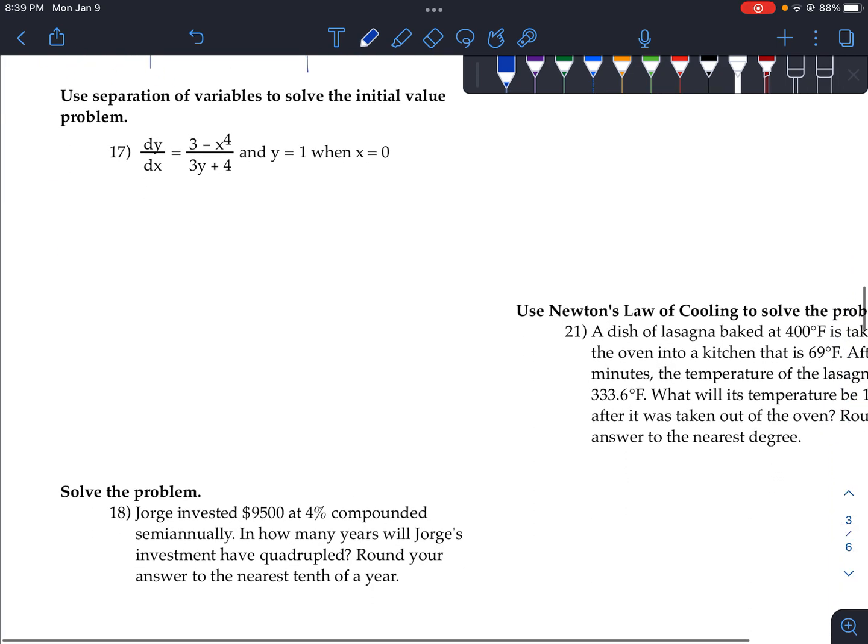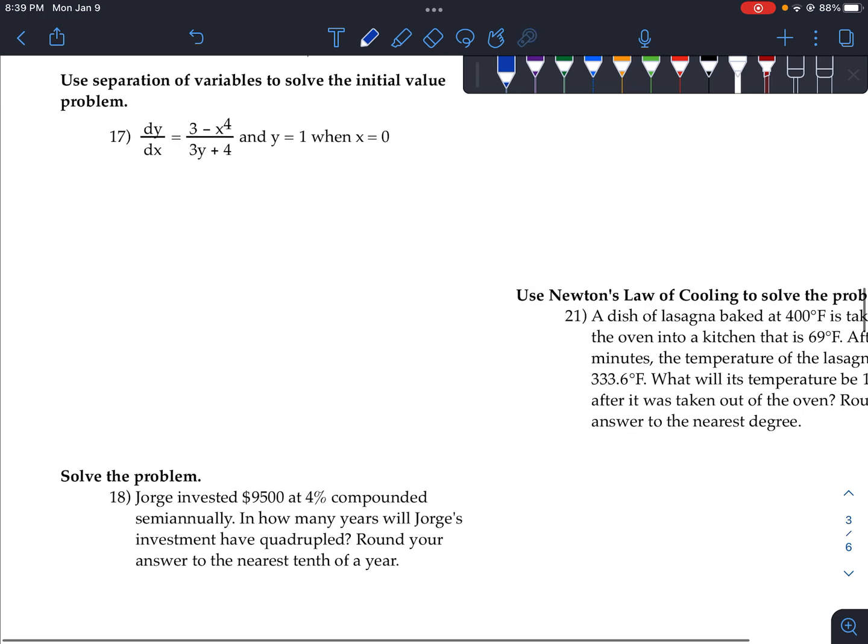Okay, so use separation of variables to solve the initial value problem. So, separable differential equations. As I see here, I have dy over dx. This is in terms of x, this is in terms of y. So I'm going to multiply this over here, and that over there. So it should be 3y plus 4 dy equal to 3 minus x to the fourth dx.